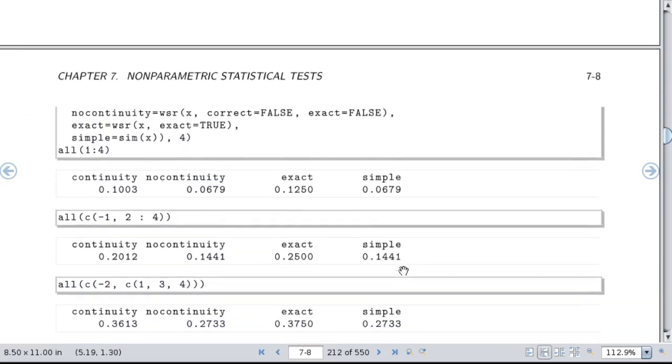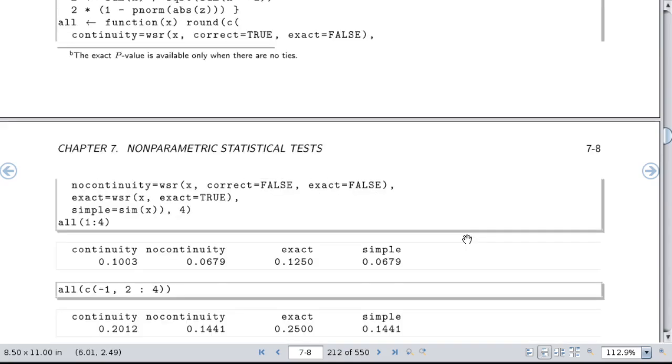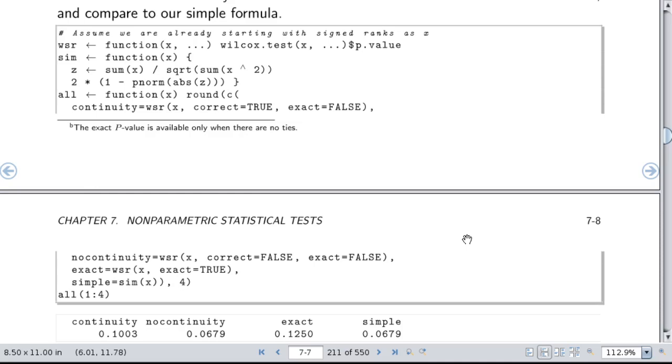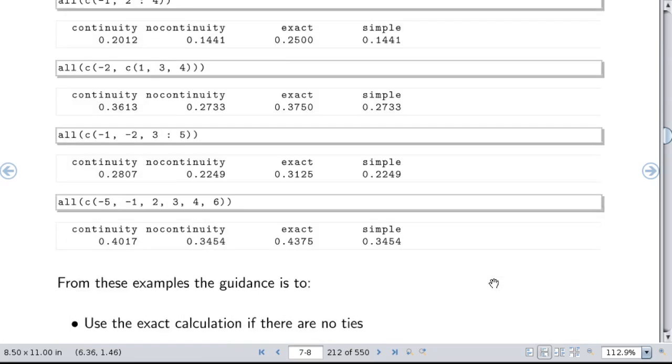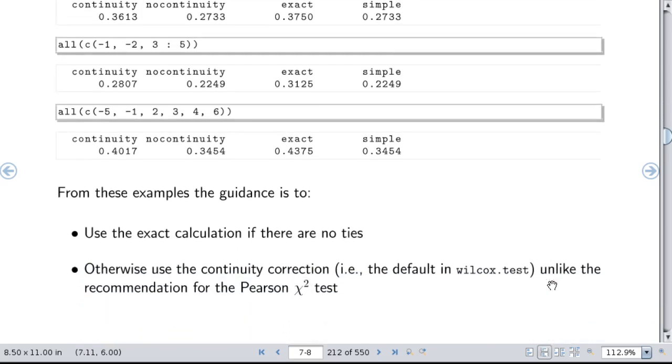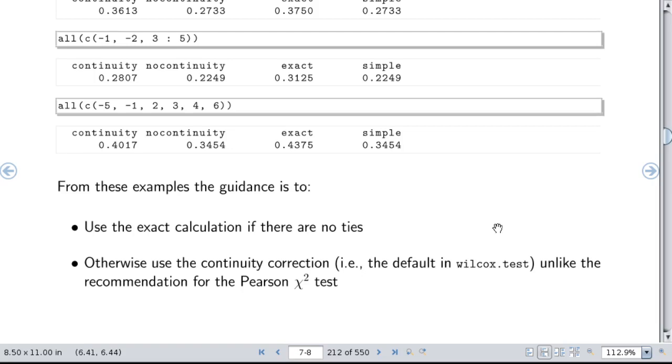So when you run these various examples where I'm just making up some data that you see here as these vectors of numbers, you can see the p-value with a continuity correction and the p-value without the continuity correction, the exact p-value. And then we have the simple formula, the one we talked about before, which is that z-statistic, the sum of the sign ranks divided by the square root of the sum of the squares of the sign ranks. So you'll see if you go through this that the continuity corrected p-values are closer to the exact value than the non-continuity corrected p-values. So that may be enough of a sample of data to teach us the lesson that maybe we want to use that continuity correction.